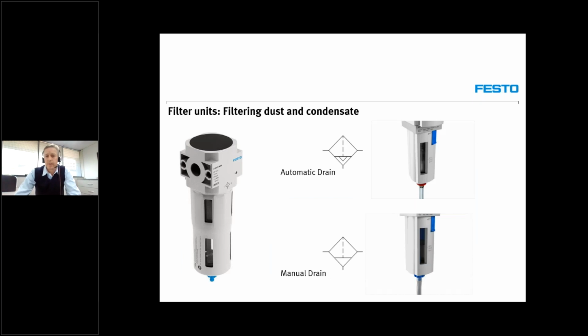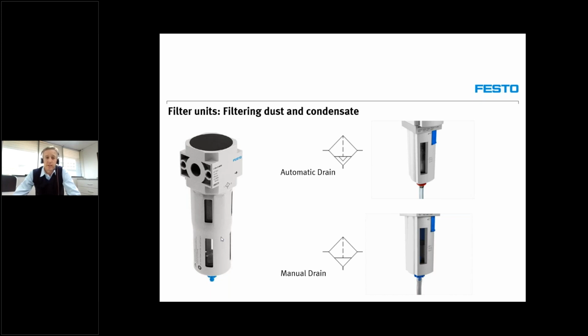By default, there are 2 drain options available, namely the automatic drain and the manual drain. Automatic drain you can see on top there, that's the symbol for the automatic drain, and the manual drain is at the bottom. However, the option is also there to add an electrical drain which operates on a timer or other electrical signals. The manual drain needs to be checked and manually drained on a regular basis.